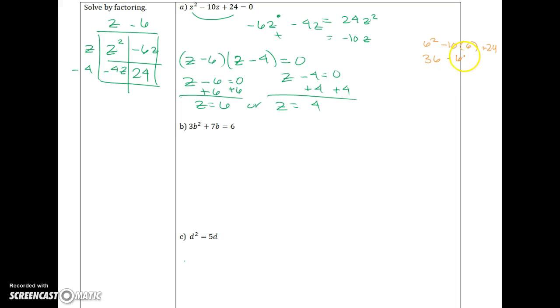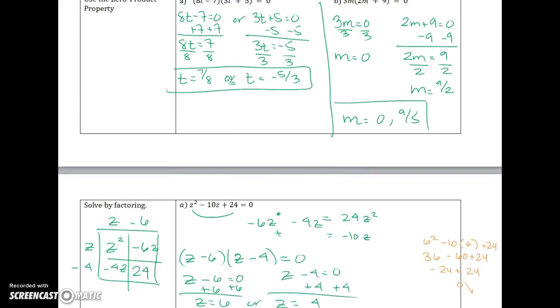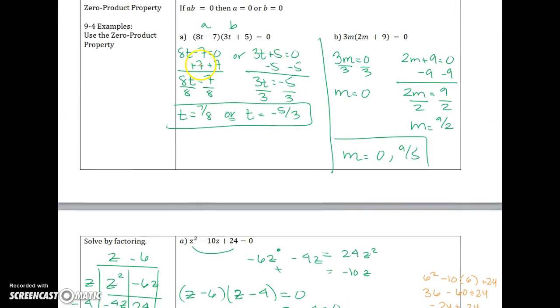36 minus 60 plus 24 should equal 0. These two combined is negative 24 plus 24 does equal 0. Check. 6 is a 0. You don't have to check everything. I was just showing you that if you were to plug in this number, you would get a 0. If you were to plug in this number, you would get a 0. Going back, if I were to plug in 7/8 into this equation, I would get 0. So that's all.